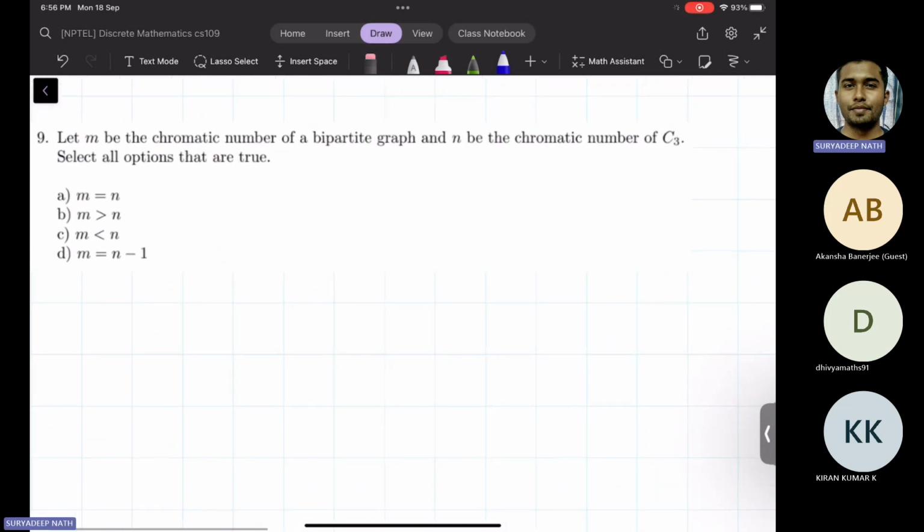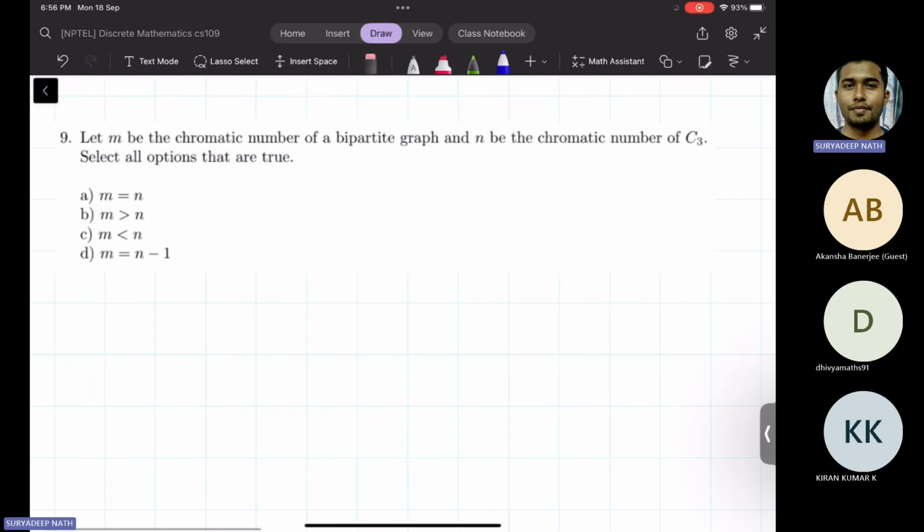Coming to the next question, 9. Let M be the chromatic number of a bipartite graph and N be the chromatic number of C3. So in a bipartite graph, we have already discussed that the chromatic number is 2. So M equal to 2, there is no doubt.